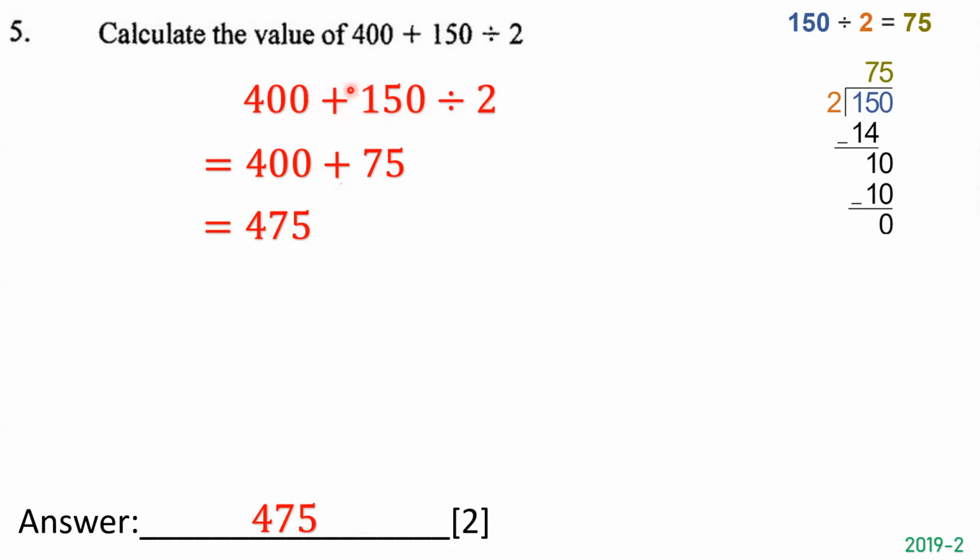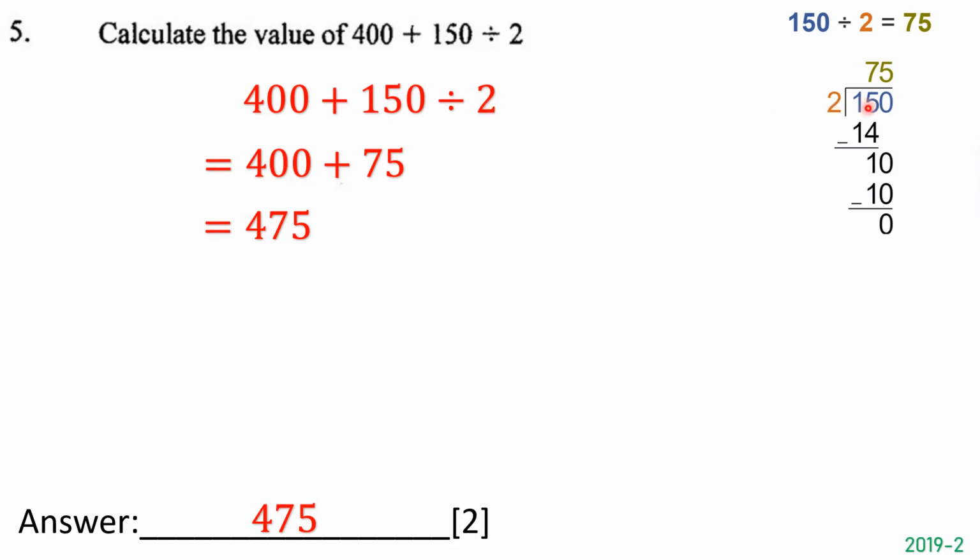Notice that we have addition and then we have division. We know that we always divide before we add, according to order of operations, according to PEMDAS. And so we do 150 divided by 2. So we're trying to find out what is half of 150. And so we divide by 2.